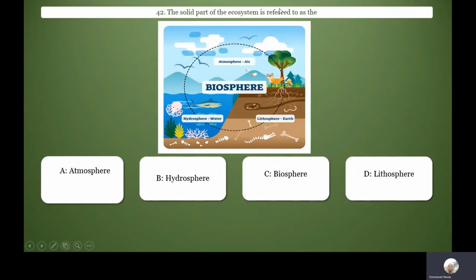The solid part of the ecosystem is referred to as the lithosphere. The lithosphere, the soil, the land, is the lithosphere. The hydrosphere is made up of water, the atmosphere, air. The biosphere is all those parts where you can see living organisms. In the lithosphere, the hydrosphere, and the atmosphere, where you can see living organisms, all together make up the biosphere.